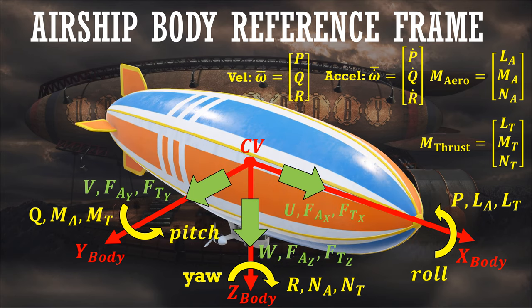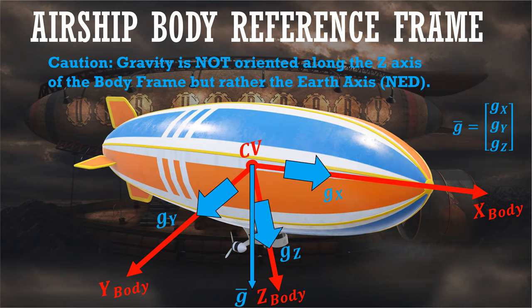Keep in mind that if we're wanting to convert these from the body reference frame to another frame like the earth frame or the wind frame, we're going to need to use a transformation matrix, but we'll talk about those in a future video. Something I want to bring up right now while we're talking about the body reference frame is gravity. One of the common mistakes that's made is to think that the gravity acts along the Z axis of the body reference frame. However, since the gravity is always pulling from the center of mass of the airship to the center of mass of the Earth, it actually acts along the z-axis of the Earth reference frame.